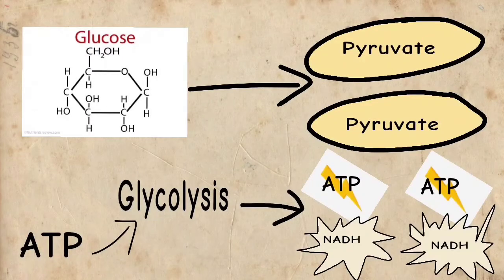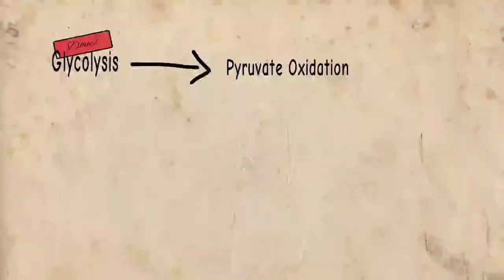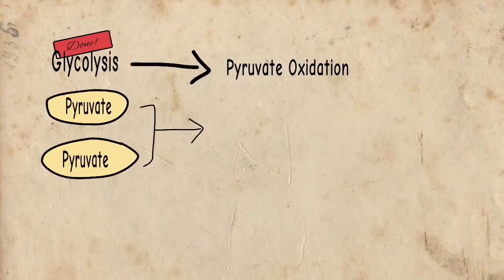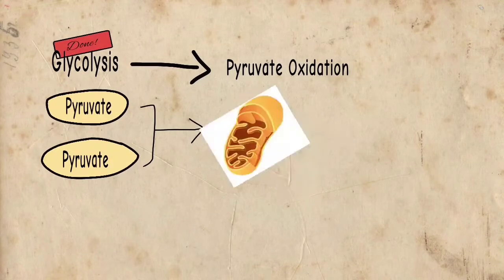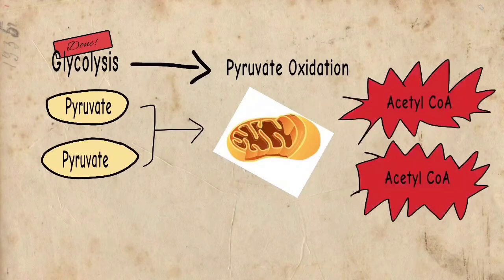After glycolysis, pyruvate oxidation will occur. The 2 pyruvate are transported into the mitochondria, specifically in the mitochondrial matrix. In the mitochondrial matrix, pyruvate is oxidized and converted to acetyl-CoA, producing 2 NADH.